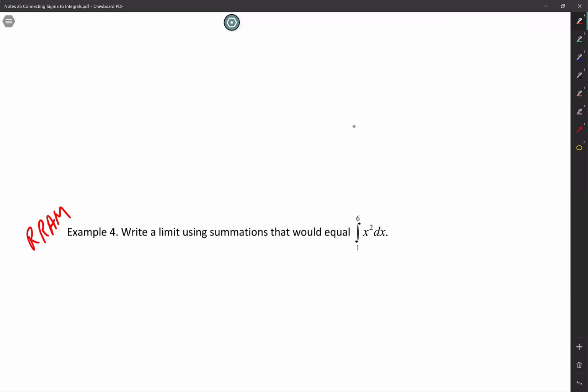So let's think about it. First, let's find a delta x. What is my upper limit? What's my lower limit? Do they tell me how many rectangles? They don't tell me rectangles, so we're going to write n. So your delta x is 5 over n.